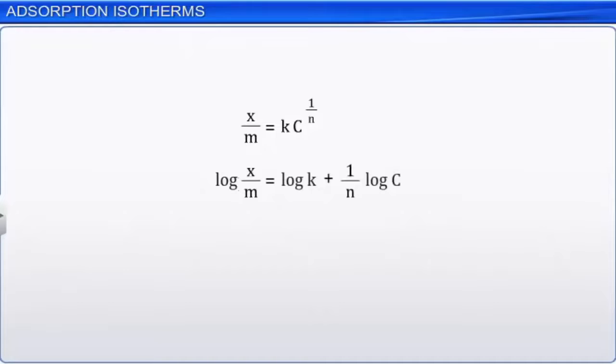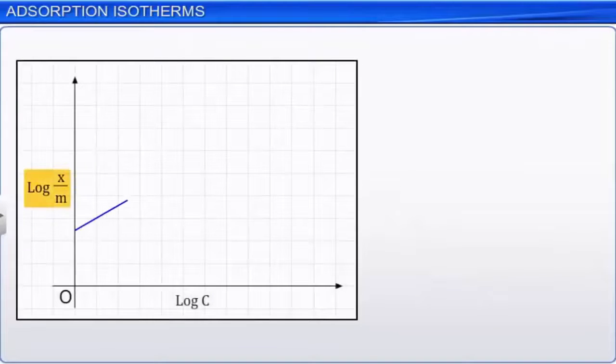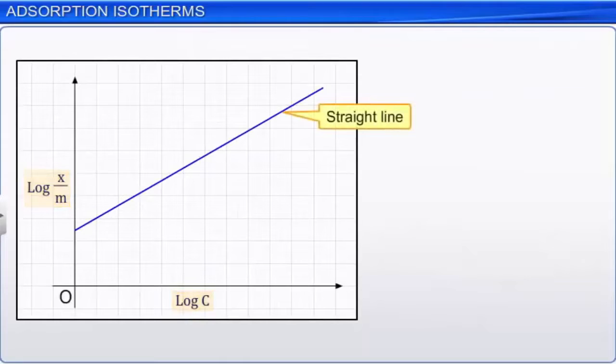This equation also corresponds to the equation of a straight line, y equal to mx plus c. If the graph between log x by m and log c is a straight line, then we say that the Freundlich adsorption isotherm for solutions is valid.